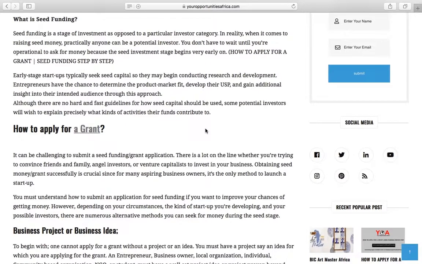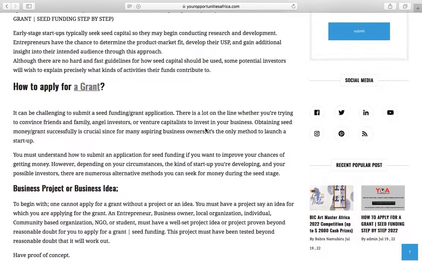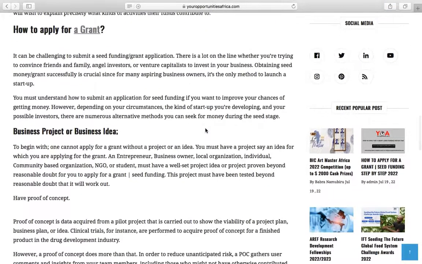Once you're given a grant, that money is yours and solely yours. You are to use it in the way they have told you to use it, or as the organization sees fit, depending on the category and the type of grant given to you. So for one to really apply for a grant, you cannot apply for a grant from nowhere.